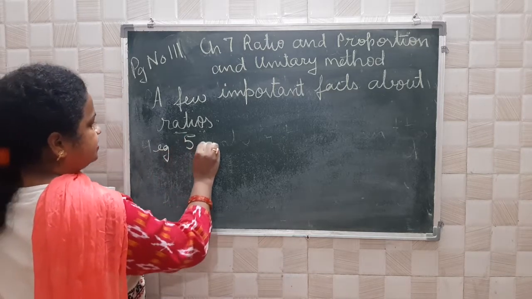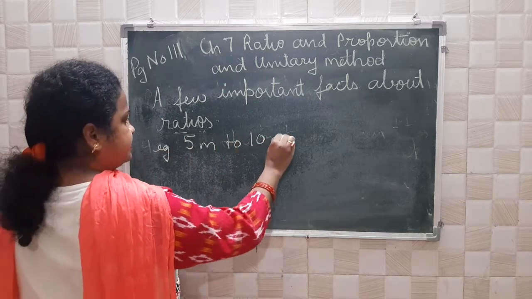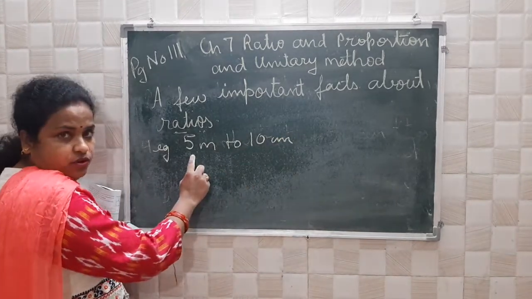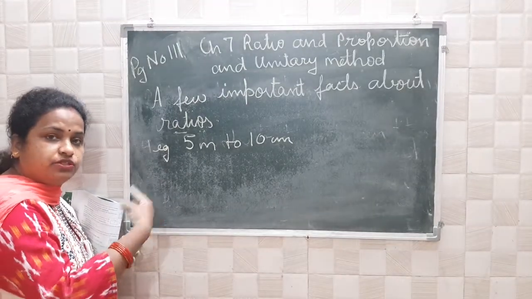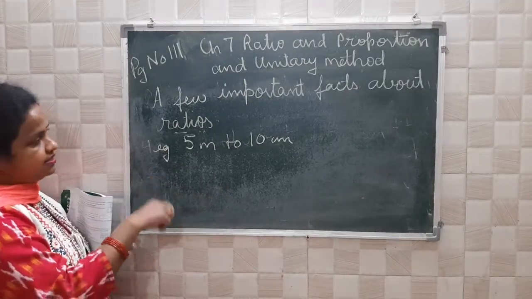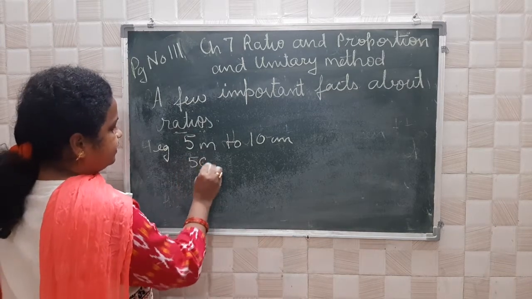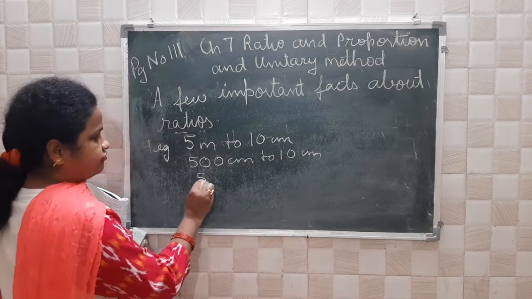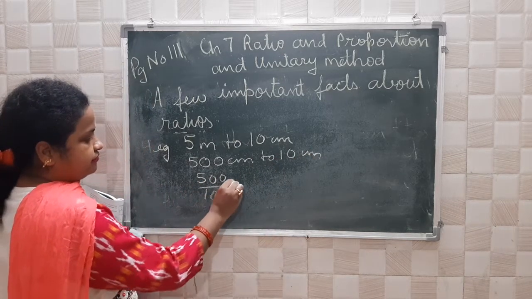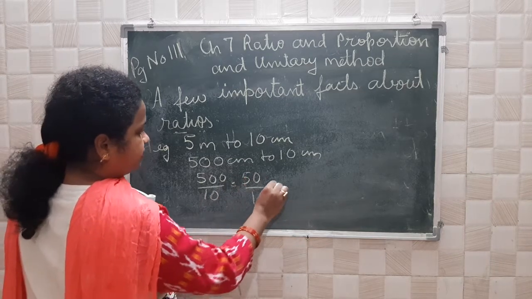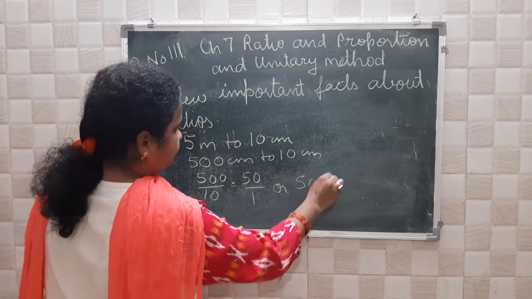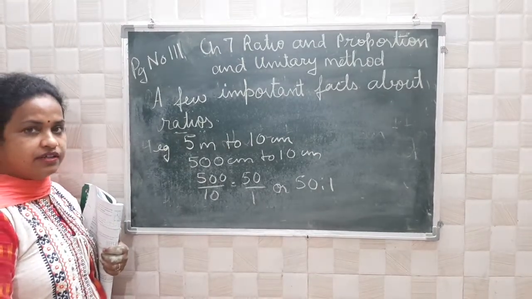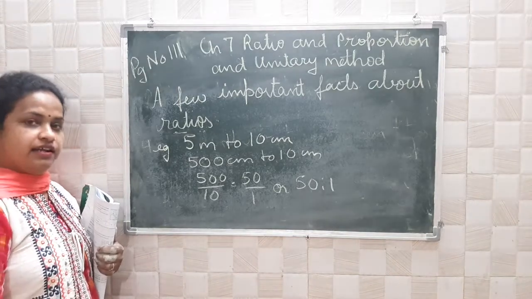Suppose 5 meter to 10 centimeter. So you cannot compare them directly. Firstly, what will you do? You change both into meters or both into centimeters. I am taking both in centimeters. So 500 centimeter to 10 centimeter means 500 upon 10, which is equal to 50 upon 1, or 50 is to 1. So what is the ratio here? 50 is to 1. It should be in the same unit, same quantity.